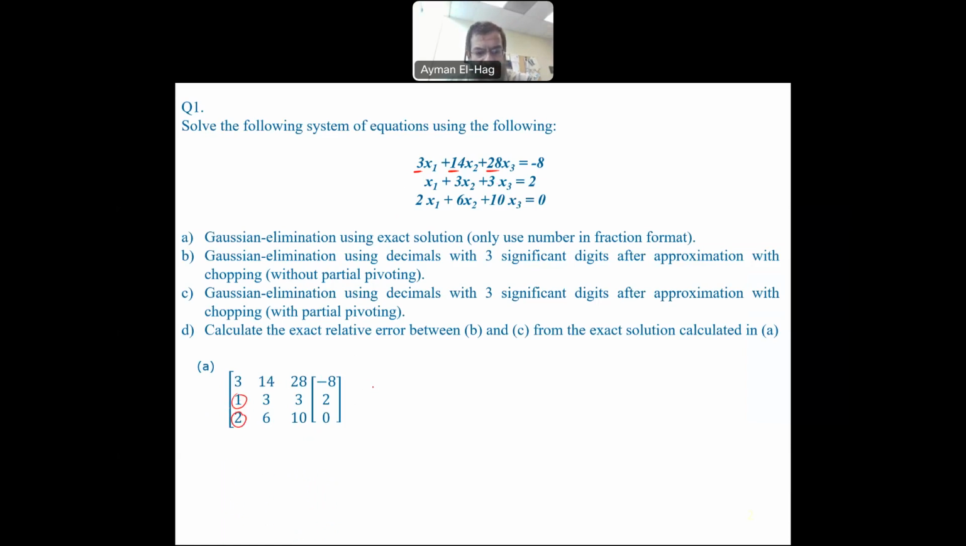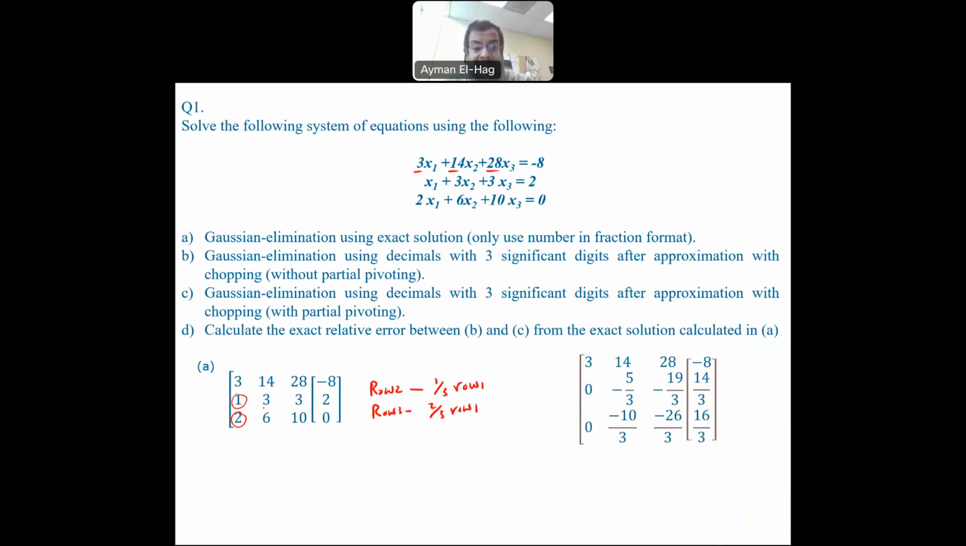So basically here we will have row 2, which is this row, minus the coefficient of row 2 divided by the coefficient of row 1, so minus 1 over 3 times row 1. And then I want to make this 2 also equal to 0. So we'll have row 3 minus 2 over 3 row 1. After I do the subtraction, I will get this matrix, but I will do it, as I said, in fractions, not in decimals. So now, first thing accomplished, this is all zeros.